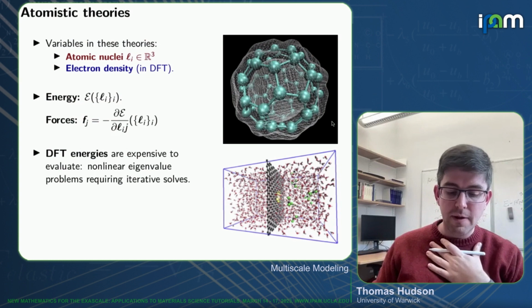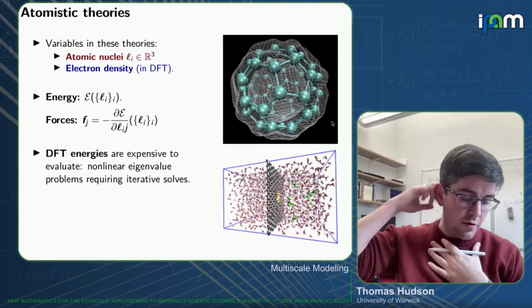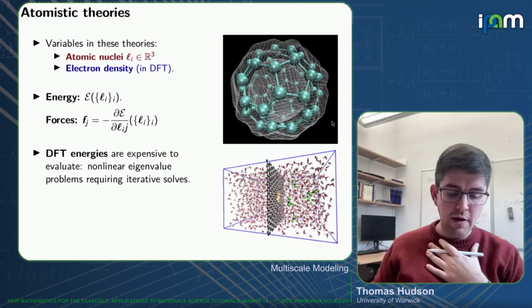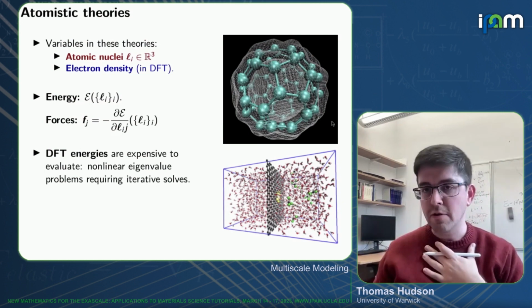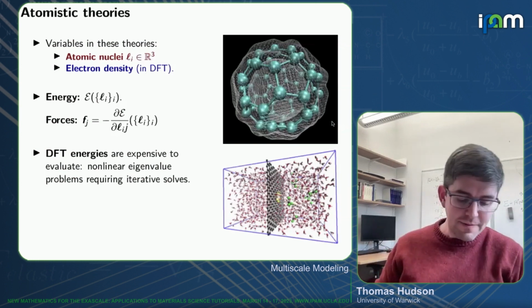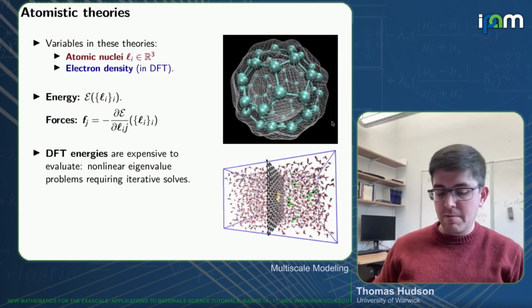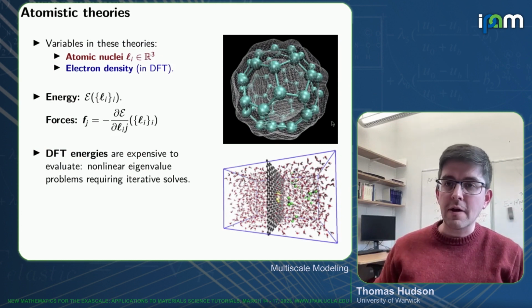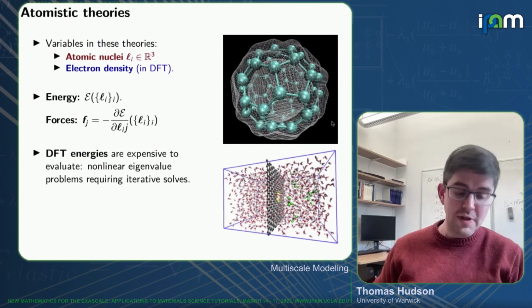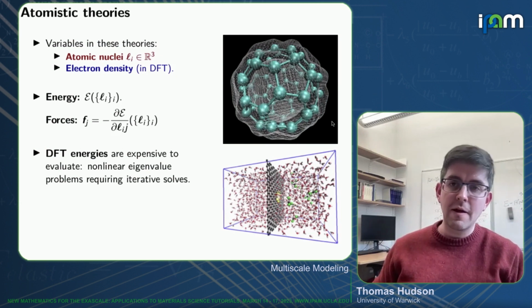Okay, and I think as probably has been discussed, the point is that DFT energies are very expensive to evaluate per atomic nucleus that you include, because you're fundamentally solving a nonlinear eigenvalue problem that needs to be solved iteratively, as far as I understand DFT. And so that obviously costs a lot computationally, and that makes it very challenging to do dynamics using DFT directly for more than a few atomic nuclei.